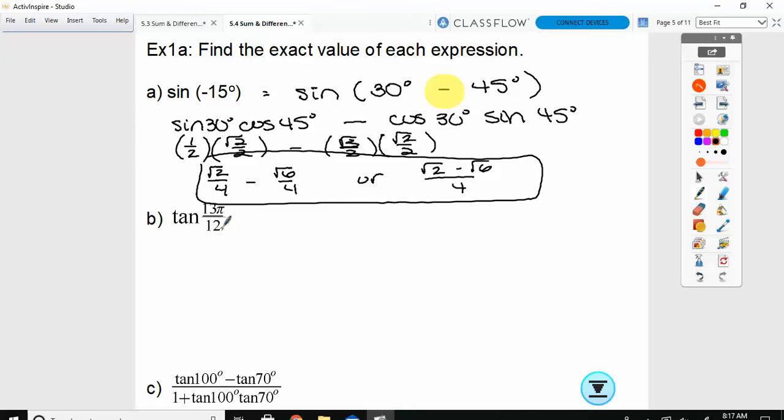All right, B. We had one yesterday that was in radians, and we said it's really hard to think about what would add or subtract to give us a fraction. So what did we do to make that easier? Change to degrees. So 13 pi over 12, we could change that to degrees by multiplying by 180 over pi. So the pi's cancel. 13 times 180 divided by 12. What does that give us?